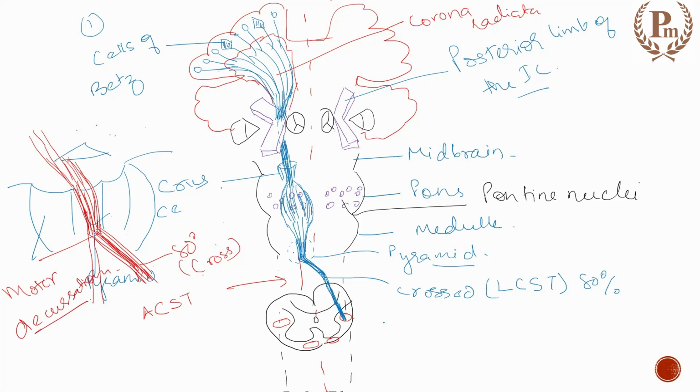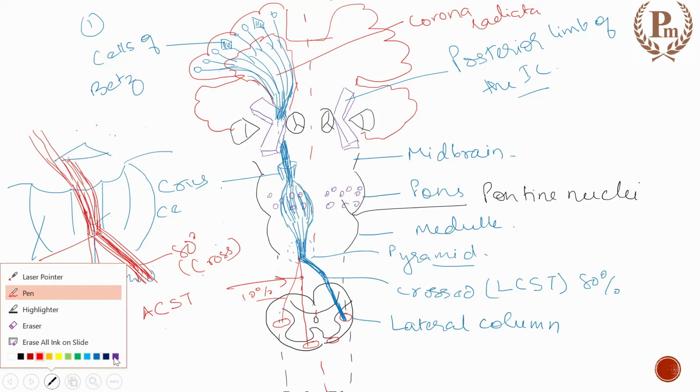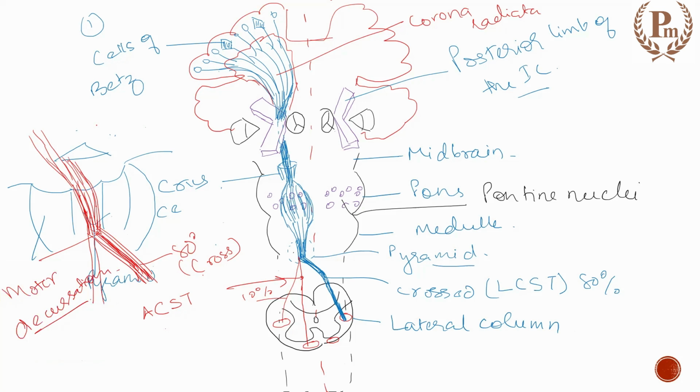Okay, so this is my lateral column. Uncrossed fibers will go to the anterior column. That 10% of the fibers, the lateral corticospinal fibers, remain uncrossed and go to the same side. Finally, they have to converge onto my motor neurons. This is my motor neuron, and this motor neuron is supplying my muscle.